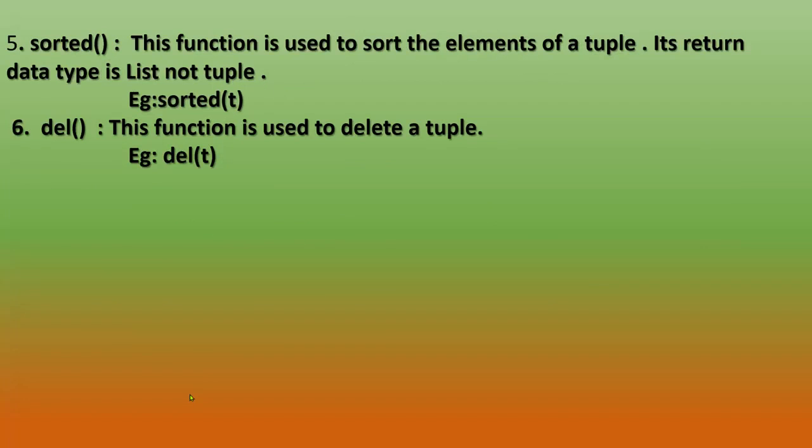And the next function is sorted. Sorted is used to sort the content of the tuple. The return value of the sorted function is a list, not a tuple. And you can delete the entire tuple by using the function del. Using this function, you can delete the entire content of a tuple.